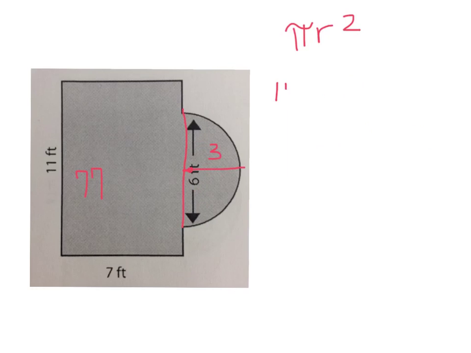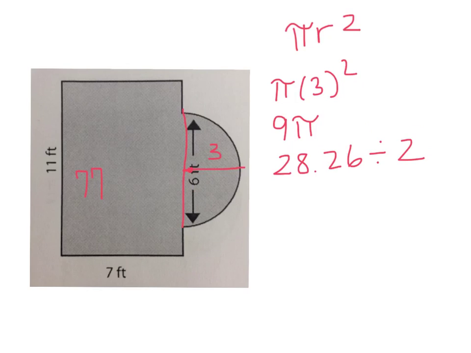So if I plug that into my formula, pi times 3 squared, which is 9 pi. And then if I evaluate that, I will get 28.26 for the area of the circle. Now that's the area of a full circle. But if you see here, I have a semicircle. It's only half of a circle. So I'm going to go ahead and divide that by 2 because I only need to know half of it.